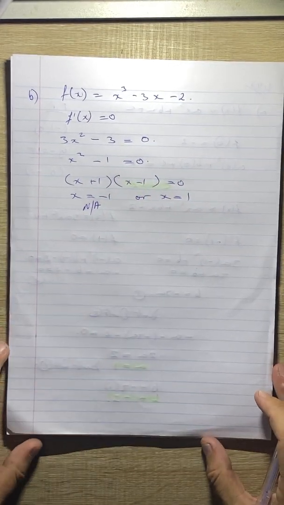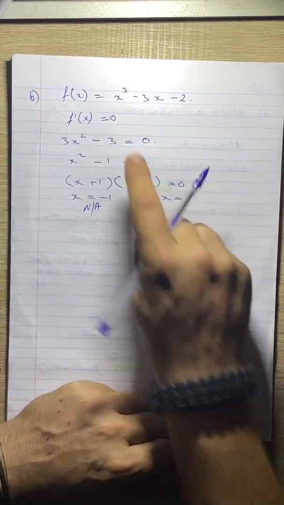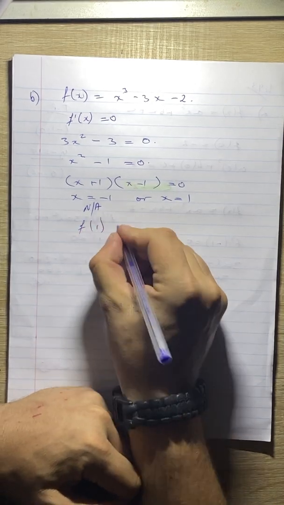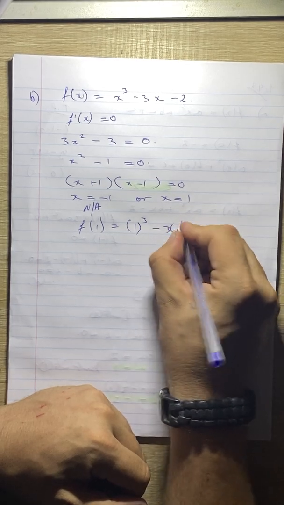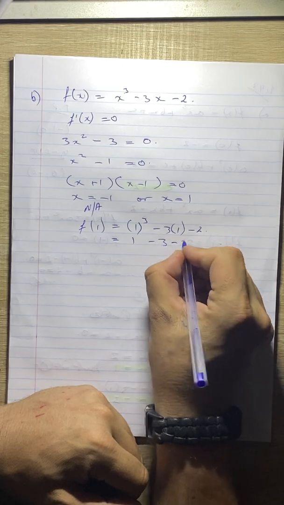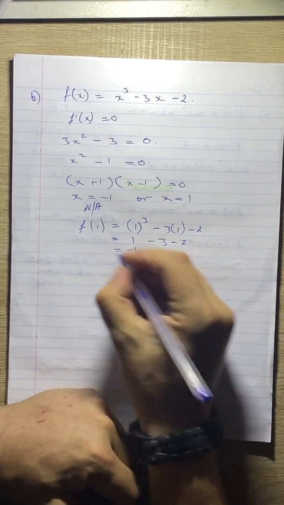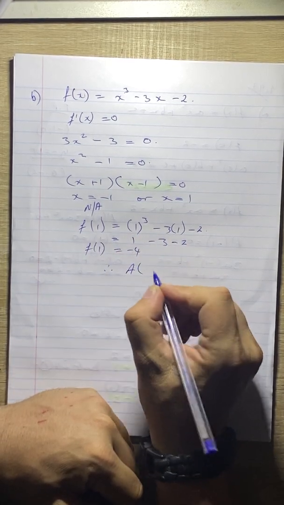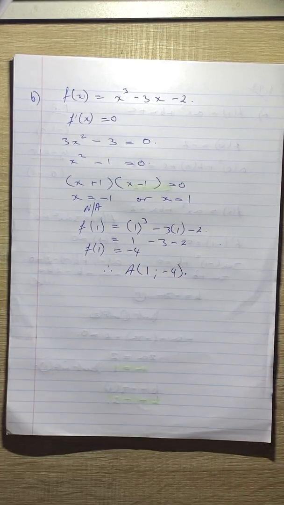Okay. Now, the question was to find the coordinates. So I need to take this, put it back into the original to find the y value. So f of 1 will be equal to 1 cubed minus 3 times 1 minus 2. So that gives us 1 minus 3 minus 2. It's minus 4. Therefore, A has the coordinates of 1 and minus 4. Okay.